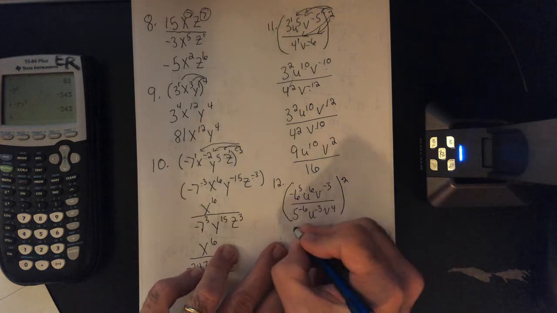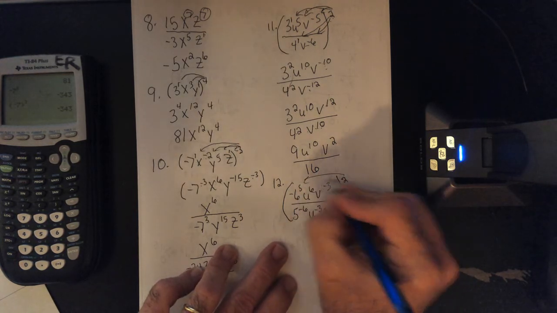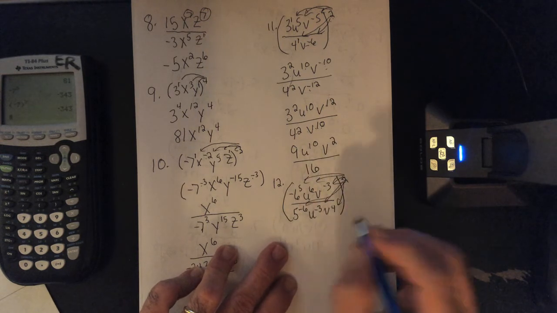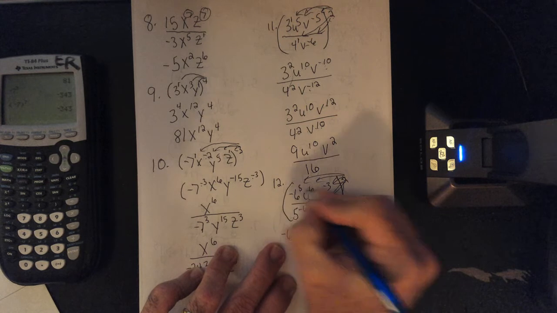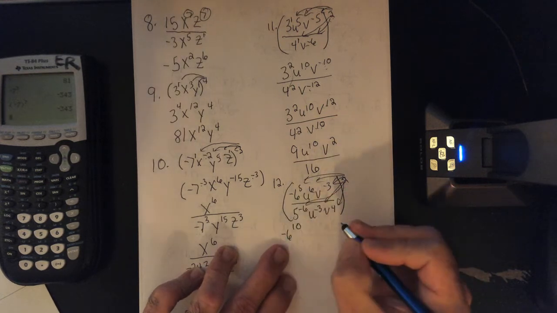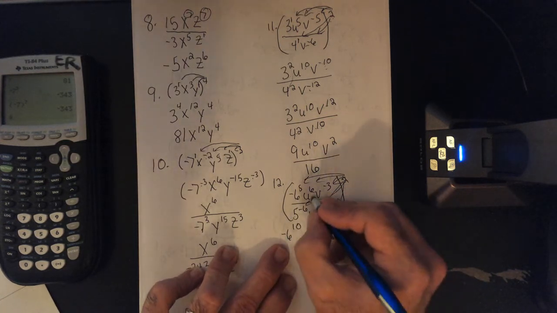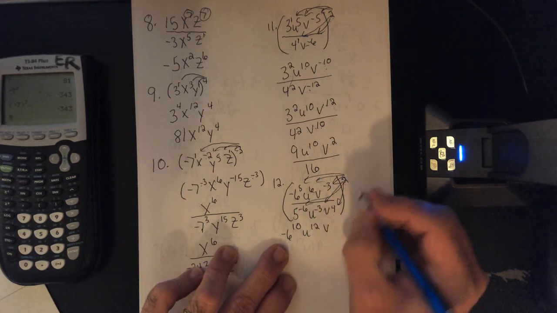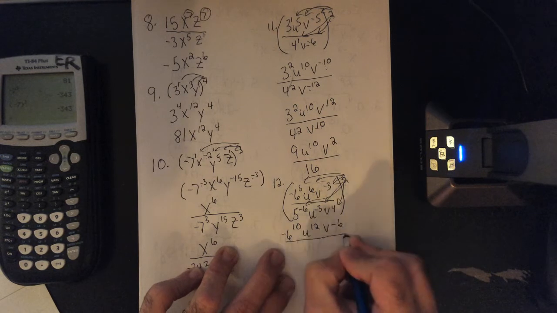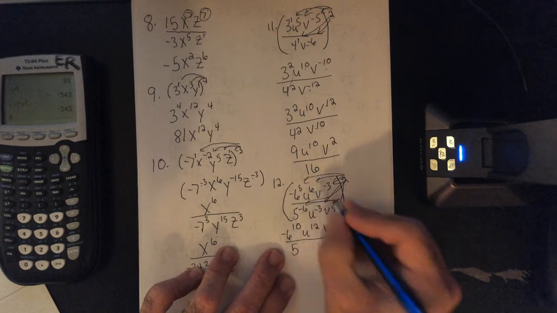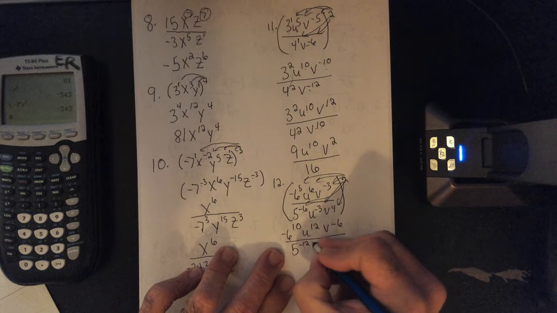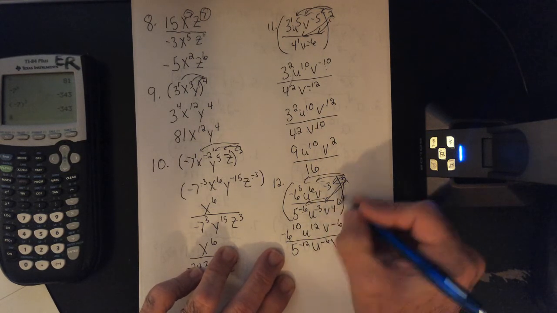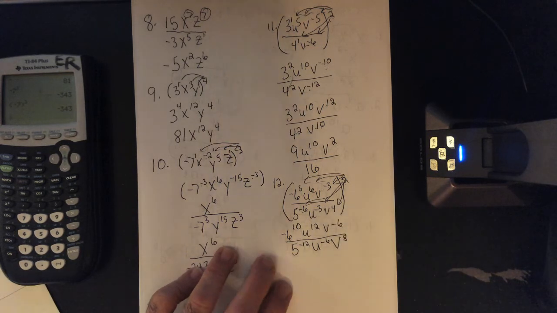So what I'm going to do is distribute the exponent to everybody inside first. And everybody had an exponent this time, so I get negative 6, 5 times 2 is 10. U, 6 times 2 is 12. V, negative 3 times 2 is negative 6. Over 5, negative 6 times 2 is negative 12. U, negative 3 times 2 is negative 6. And V, 4 times 2 is 8.